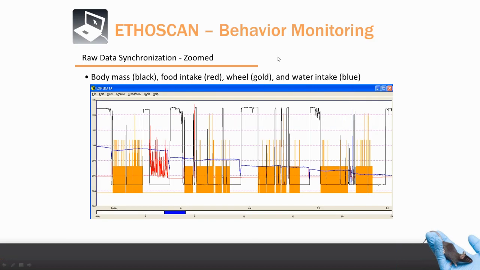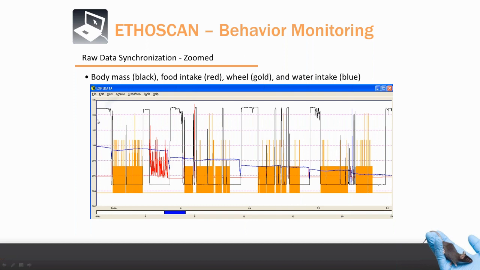Now let's go to real behavior monitoring here. This is the actual graph that I had up on my screen when I suddenly realized that, my goodness, having designed the Promethion system, we've actually designed a really good behavior monitoring system as well. So let's look at this rather complex slide. Just briefly, the body mass habitat mass is in black. The food intake is in red. Water intake is in blue. And the binary wheel running revolutions is in gold.